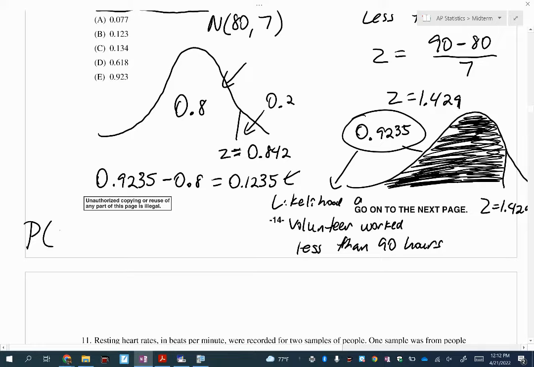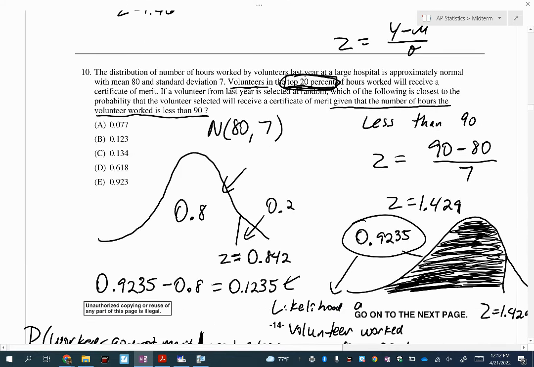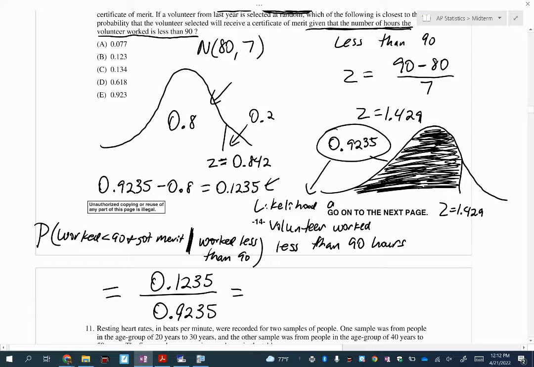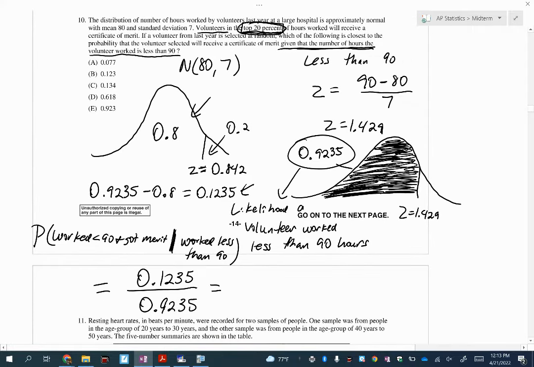We're trying to find out that you worked less than 90 and you got the merit, given that you worked less than 90. That was that last part. Remember this part here? Given that the number of hours you worked is less than 90. So here's what you write down: the 0.1235 number divided by my 0.9235 number. When you do that division, you will get the answer.